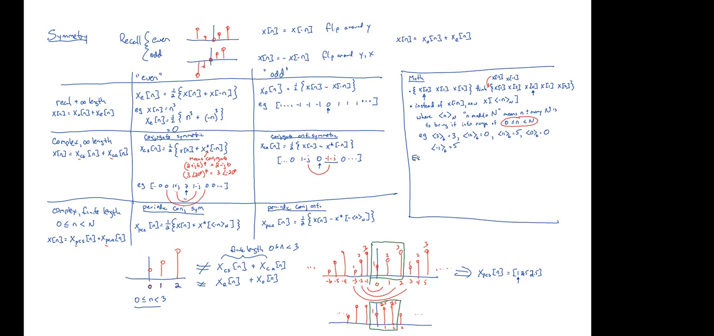Let me give an example using the math. Find the periodic conjugate symmetric part of this sequence. So we'd write down our formula from this thing, x periodic conjugate symmetric is equal to 1/2 of our original waveform plus our x of negative n modulo capital N.